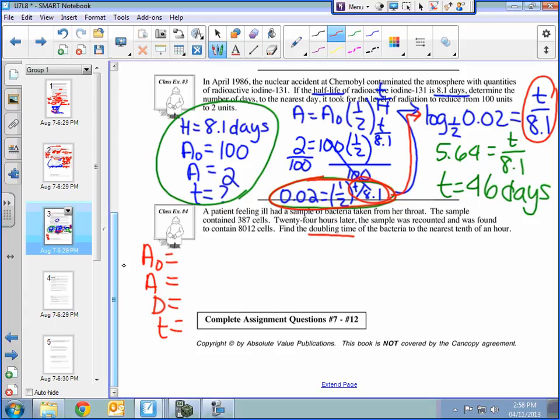So a patient feeling ill had a sample of bacteria taken from her throat. Sample contained 387 cells. 24 hours later, the sample was recounted and was found to contain 8,012 cells. Find the doubling time to the nearest tenth of an hour. Okay, so first off, the sample contains 387 cells. Is that going to be your initial sample or your after sample? Initial. So is your initial your A naught or your A? A naught. So what is your after going to be? 8012.